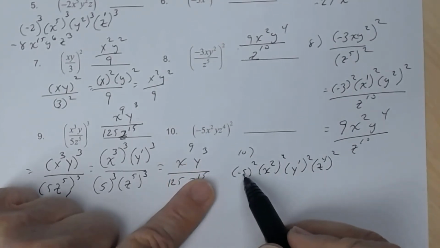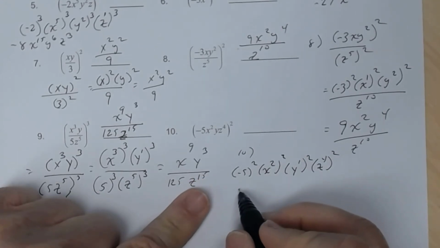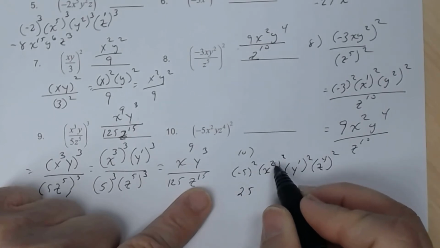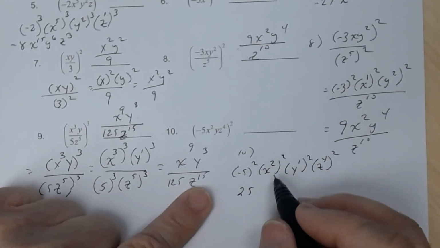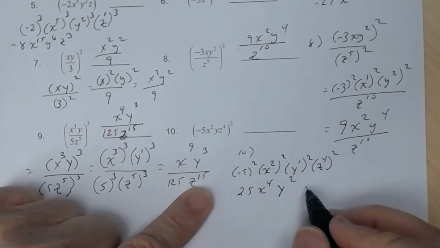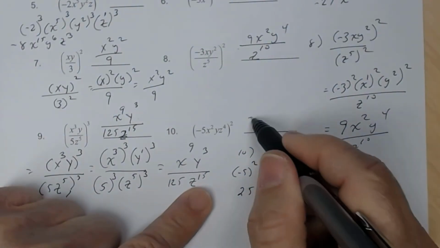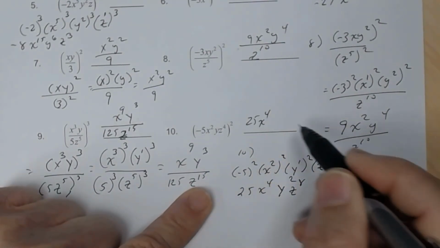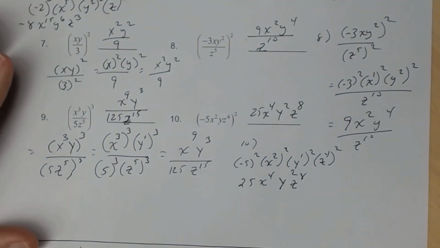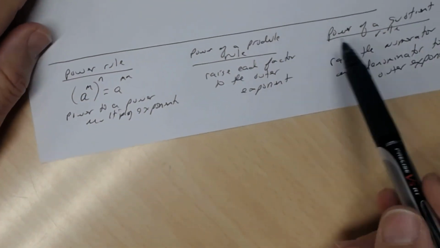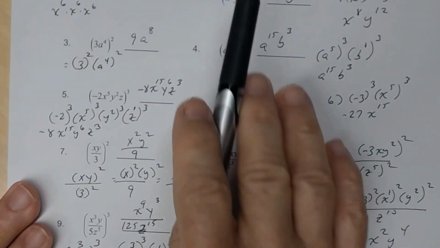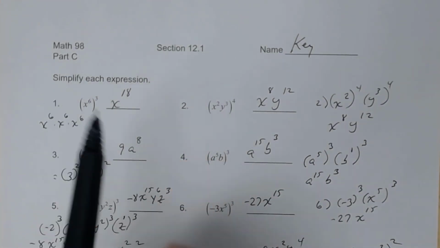And just know that negative 5 squared means negative 5 times negative 5, which is 25. And then power rule, when you have a power raised to a power, you multiply the exponents. So 2 times 2 is 4, so that's x to the fourth. Y to the 1 times 2 is 2, and then 4 times 2 is 8. So it goes here, so that's 25, x to the fourth, y to the second, z to the 8th. Okay, so notice that in part C, you actually used all these rules here. All right, okay, so that takes care of 12.1, part C.